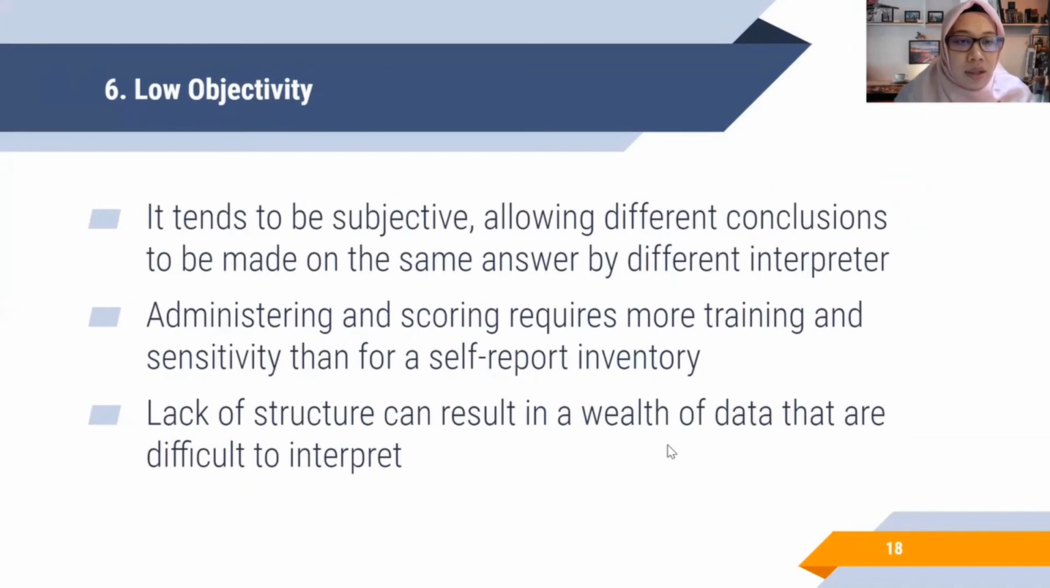And the next point of this sixth characteristic is related to the lack of structure that can result in a wealth of data. Because any kind of response is acceptable, right? So the test administrator or the interpreter will have a huge amount of data, and it's very challenging for the interpreter to then conclude it in a few sentences, for example, to write it down in the psychological report. So it's also energy and time consuming as well.